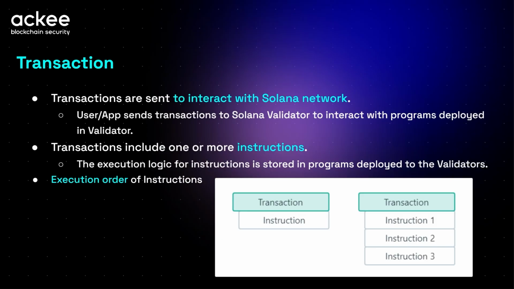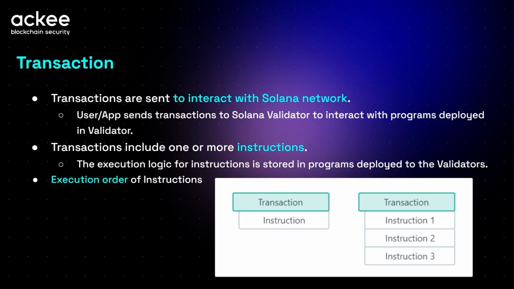Then the execution order of instructions. Instructions are executed sequentially. From the picture, for example, you can see the transaction contains 3 instructions. The execution is that the first instruction is executed, then the second and the third. If, for example, the second fails, then everything is reverted and no changes are made.